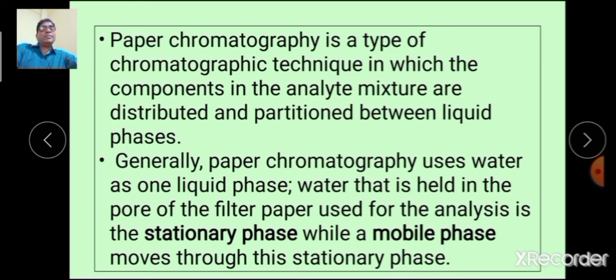It is a type of chromatography technique in which the components in the analyte mixture are distributed or partitioned between liquid phases. Generally, paper chromatography uses water as one liquid phase. The water that is held in the pores of the filter paper used for the analysis works as the stationary phase, while a mobile phase moves through this stationary phase.